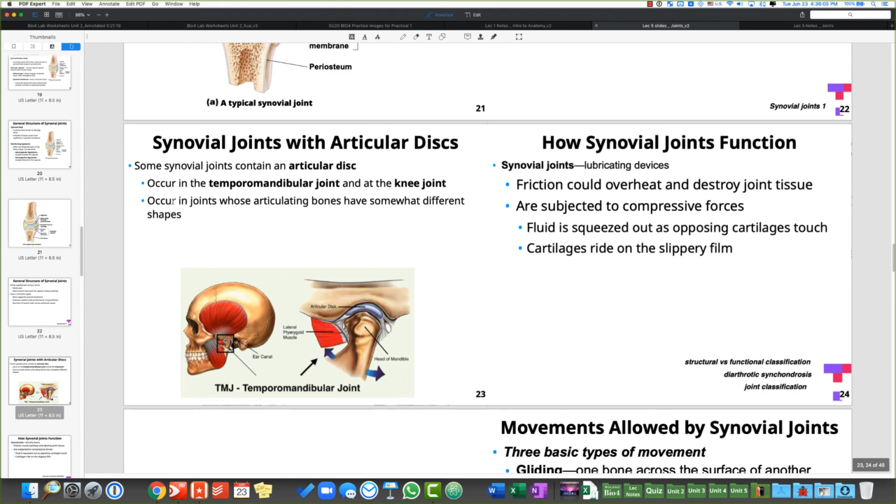Some synovial joints will contain an articular disc. An example is the temporomandibular joint, that's your TMJ, but also the knee joints. That is particularly useful in joints where the bones have slightly different shapes, so it allows for a more smooth movement.